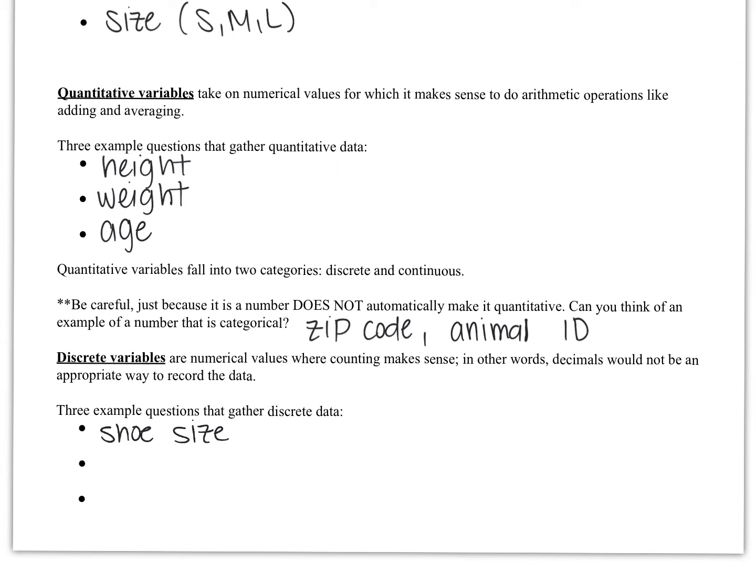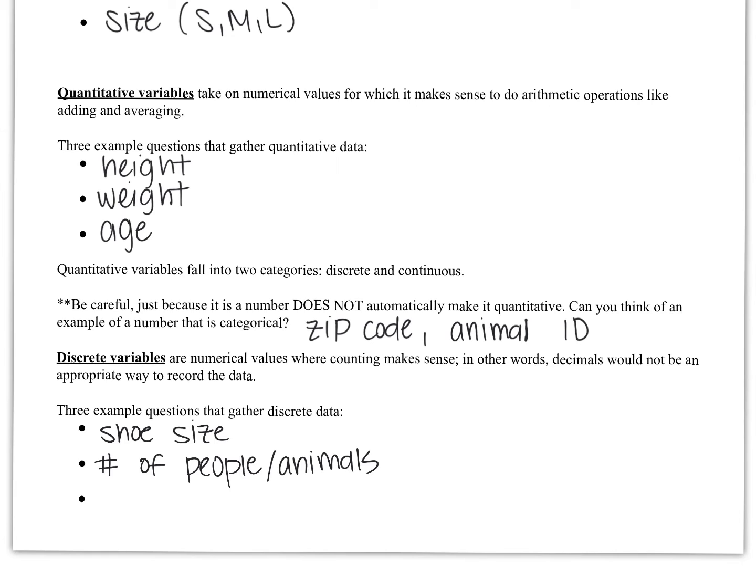Another thing is if you're looking at the number of something, like the number of siblings you have or the number of pets you have. So number of people. If you're looking at people or animals, it wouldn't make sense to have a decimal number of people or a decimal number of animals. Every person is a person, every animal is an animal. You can't have decimals of those.